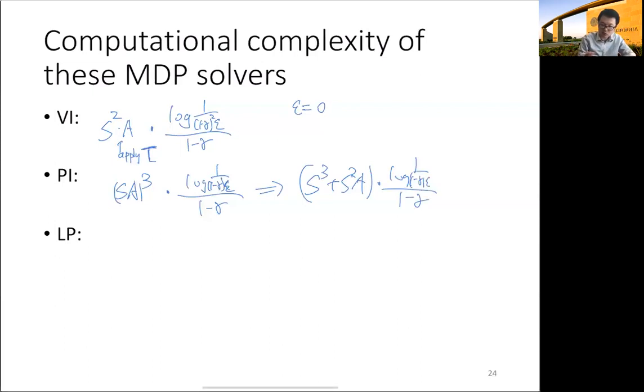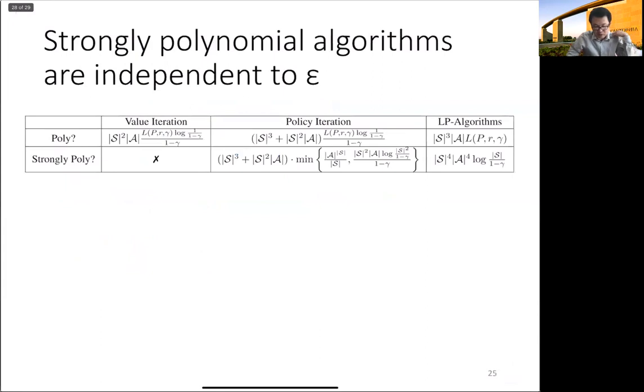The linear program is more complex in general. It takes a polynomial number of operations in terms of the state space and action spaces, but the benefit of using the LP is that it gives you the so-called strongly polynomial time algorithm, with a computational bound that's completely independent of epsilon. So you can really set epsilon to be 0 without changing the fact that this LP is a polynomial time algorithm.